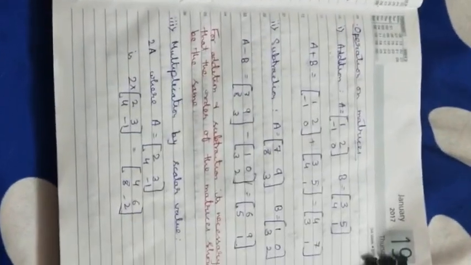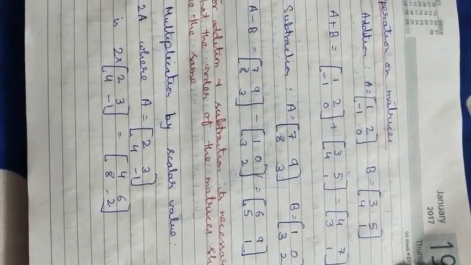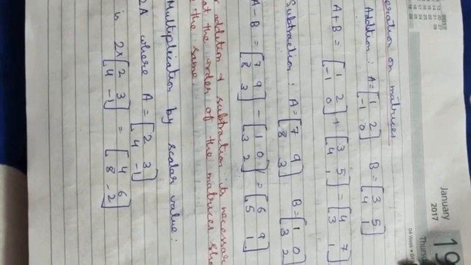Moving on to the operations on matrices. We have 4 kinds of operations on matrices. Firstly comes the addition and the subtraction. The examples are shown there. For addition and subtraction, it's important to keep in mind that the order of the two matrices which you are adding or subtracting should be the same.